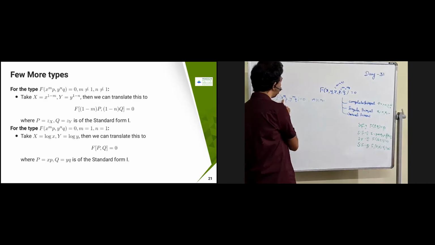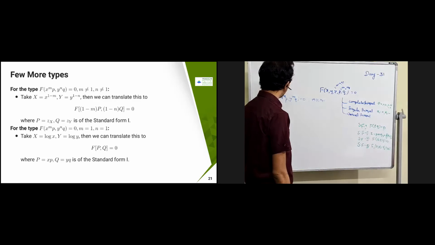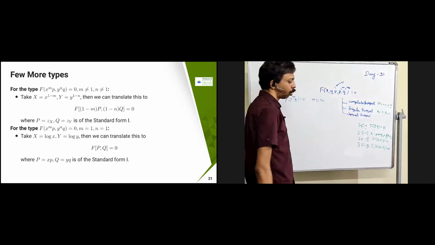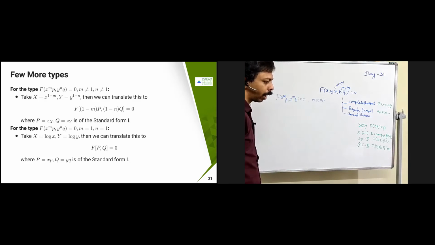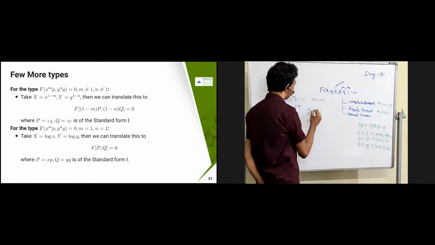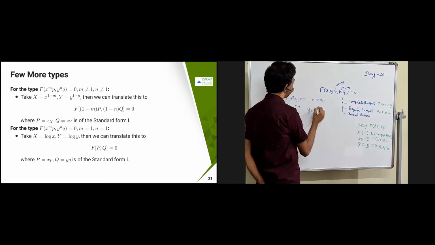If m equal to 0, it is already this problem, so I don't need to worry about that. So m not equal to 1 and n not equal to 1, I'm going to assume. The cases m equal to 1 and n equal to 1, leave separately. In this case, we are going to assume capital X equal to x power 1 minus m, and capital Y equal to y power 1 minus n.